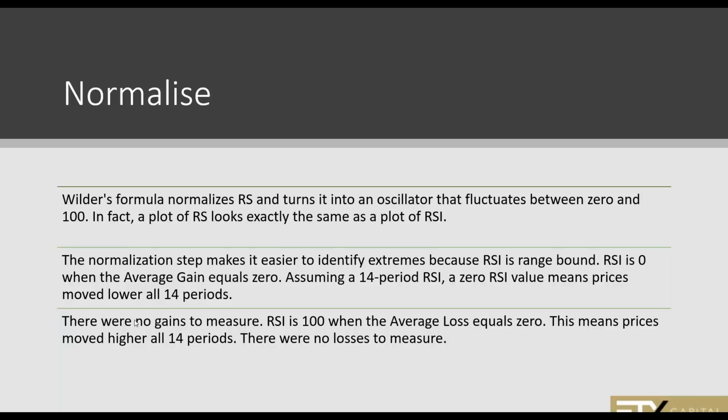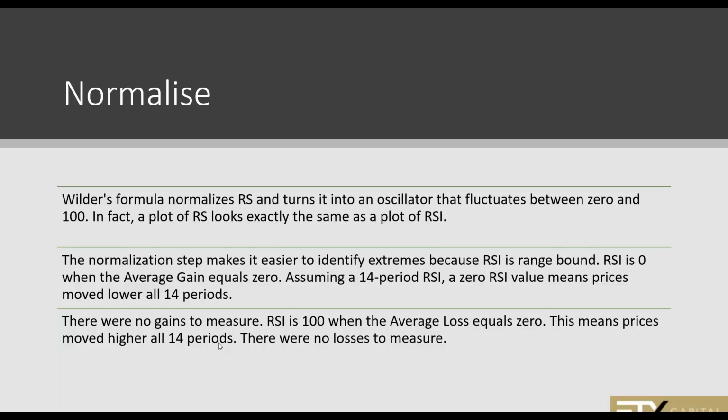This means prices moved higher for all 14 periods. So remember, to get RS, we were putting a 100 minus 100 divided by 1 plus RS, which was the 14-day average of the gains and the 14-day average of the losses. So if you had 14 periods of nothing but gains, you'd have no losses, so you would always have 100.